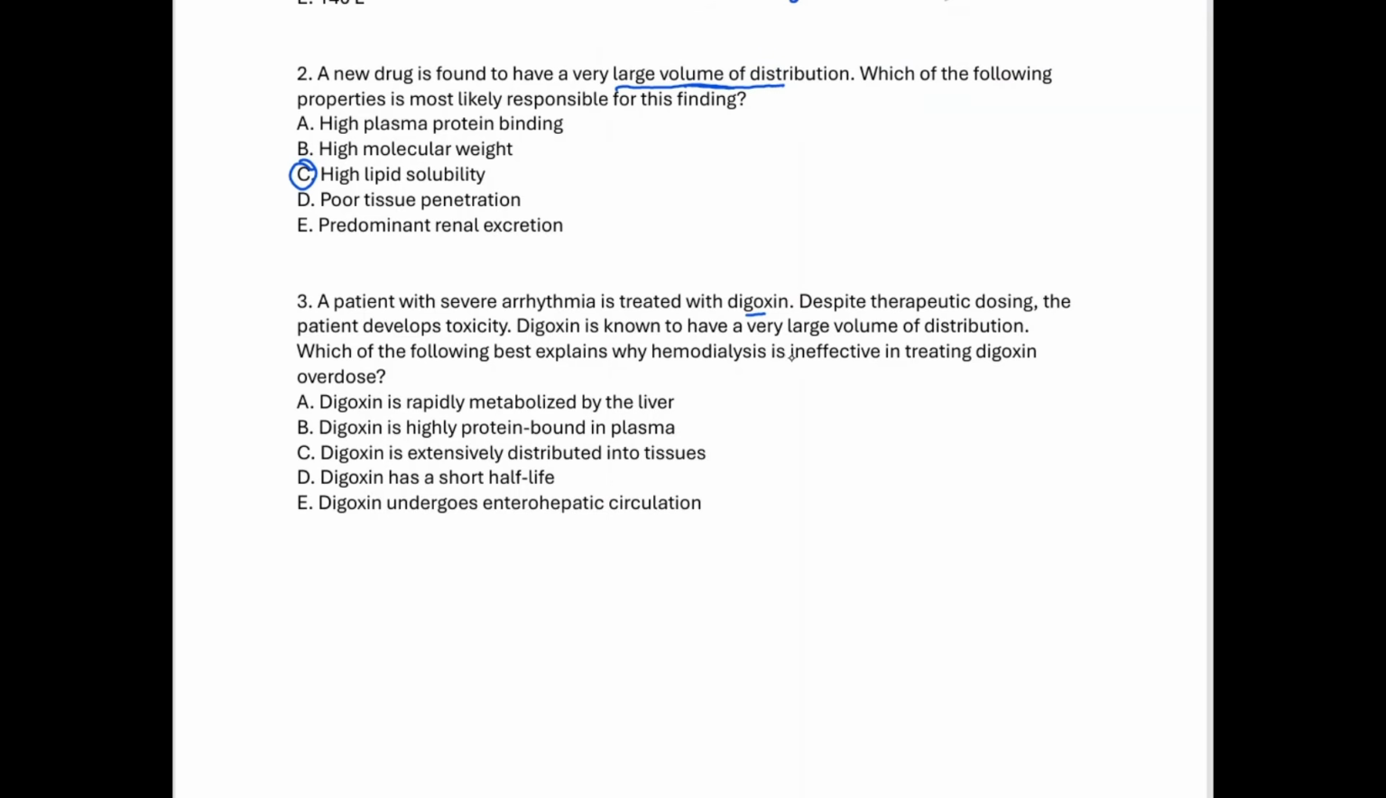And the last question: a patient with severe arrhythmia is treated with digoxin. Despite therapeutic dosing, the patient develops toxicity. Digoxin is known to have a very large volume of distribution. Which of the following best explains why hemodialysis is ineffective in treating digoxin overdose? Like we mentioned earlier, digoxin is extensively distributed into the tissue. Because of that, the plasma concentration is going to be very low, and that will make it very difficult for dialysis to clear those medications out of the body.